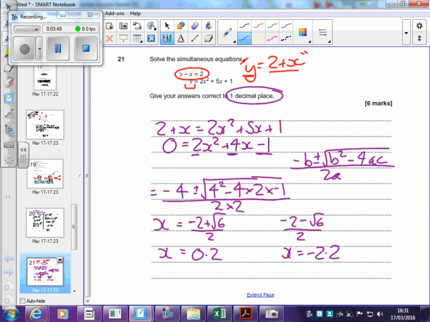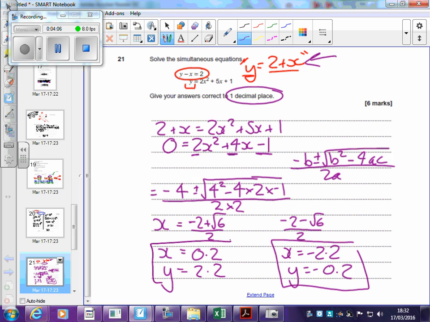The last thing I need to do is get y, but I know that y is equal to 2 plus x because I wrote it down up there, so I can just add 2 to my x values. So for this one, y is equal to 2.2, and for this one, y is equal to minus 0.2. So I've got 2 pairs of values, 4 answers altogether, but make sure they're grouped into pairs.